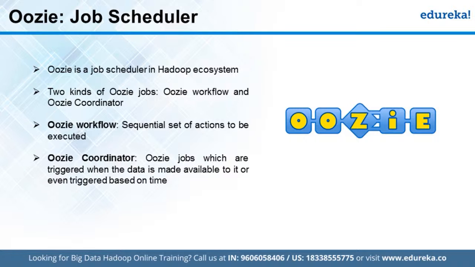So Oozie workflow is a sequential set of actions to be executed, and Oozie coordinator is Oozie jobs which are triggered when the data is made available to it, or event triggered based upon the time. So for your understanding, you can just say that it is a kind of scheduler which provides the automation. So you can program something, package something, and then you can schedule it using Oozie.